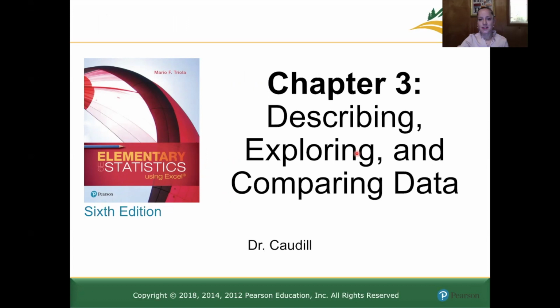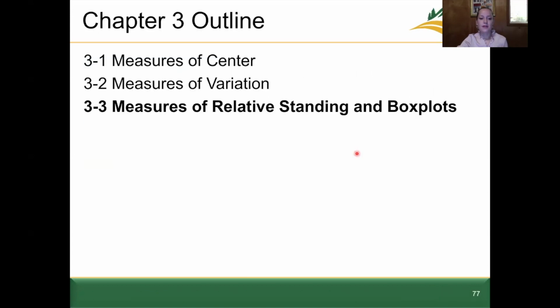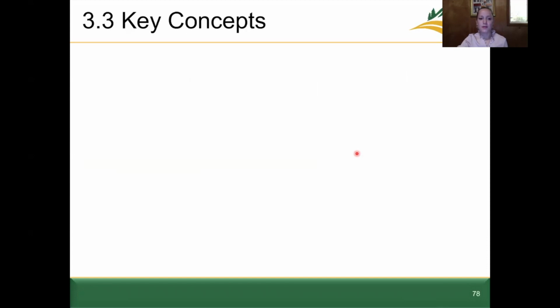All right, let's continue on through Chapter 3. Section 3.3 is a measure of relative standing and box plots. Let's get into it. Some key concepts from Chapter 3.3.